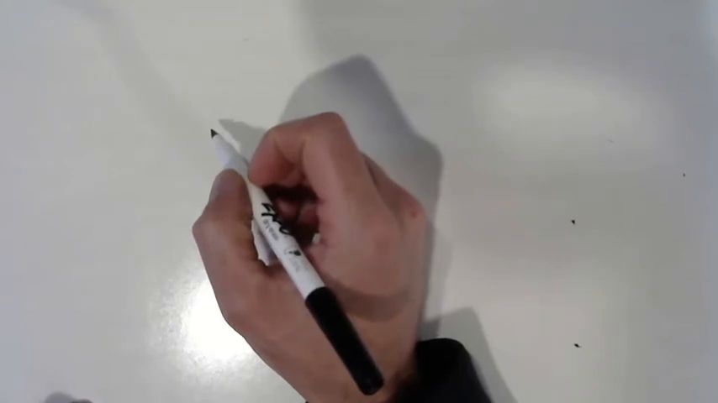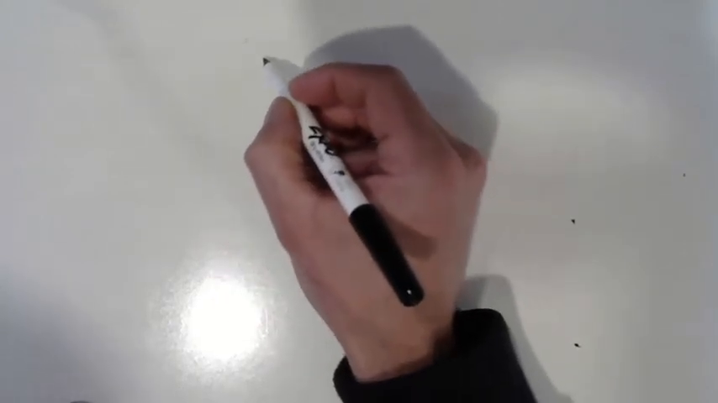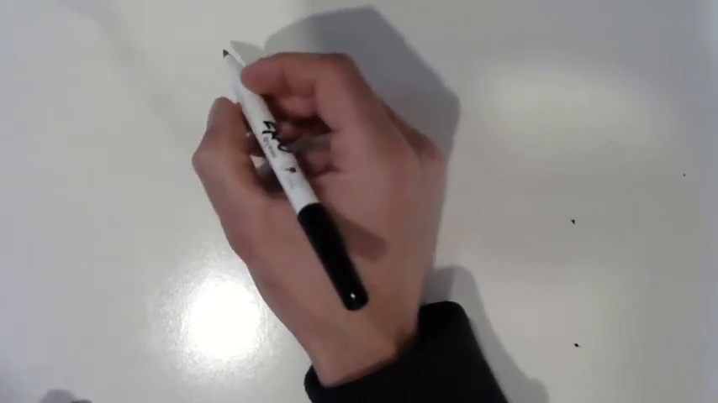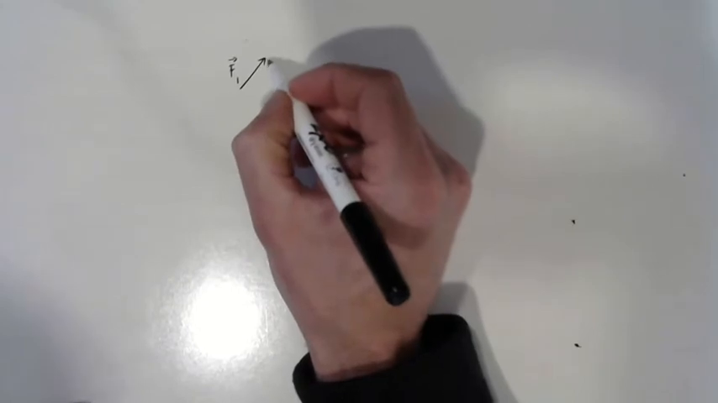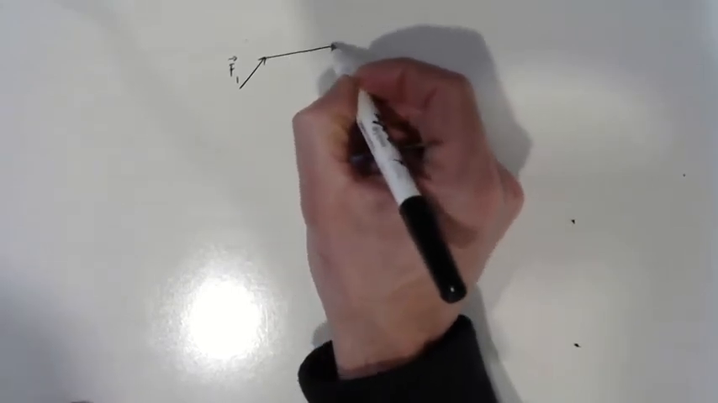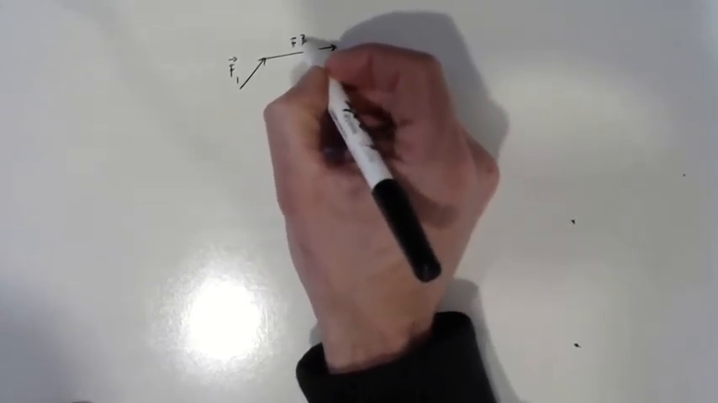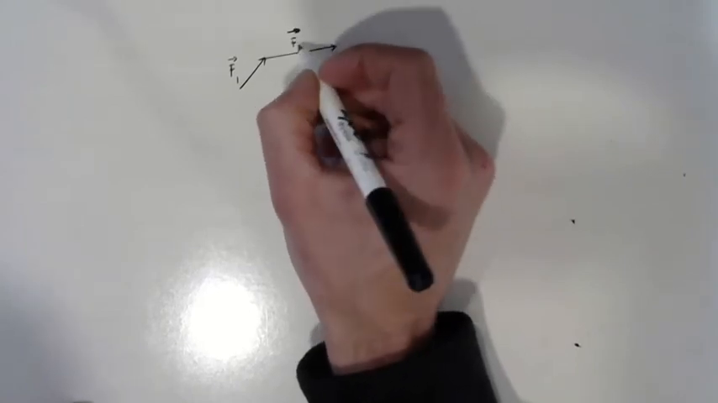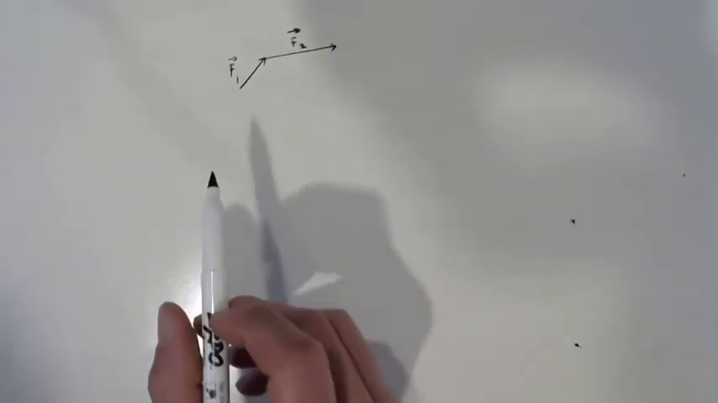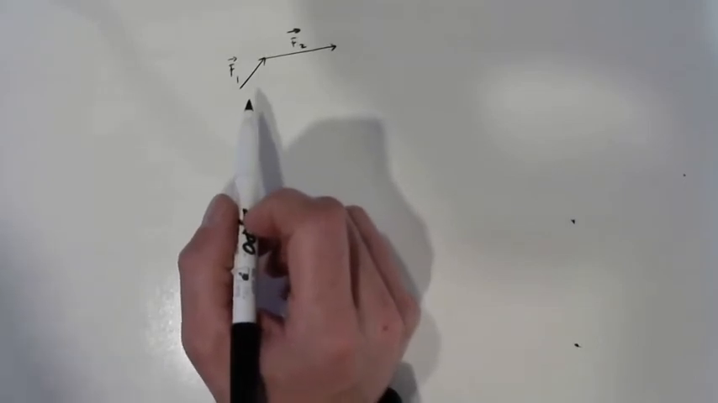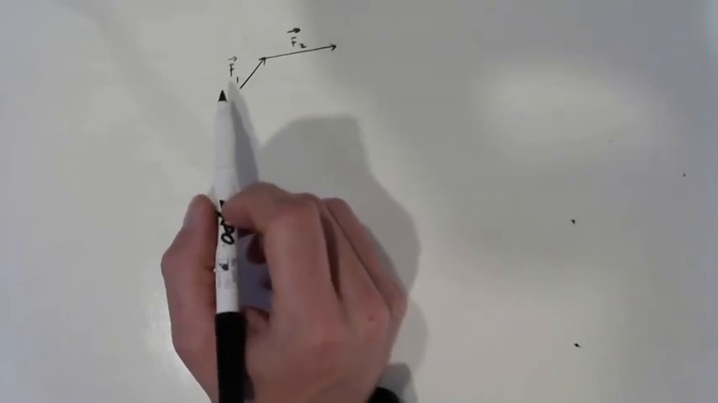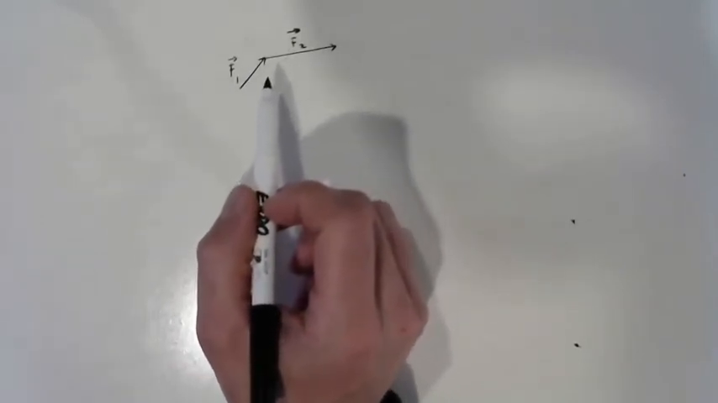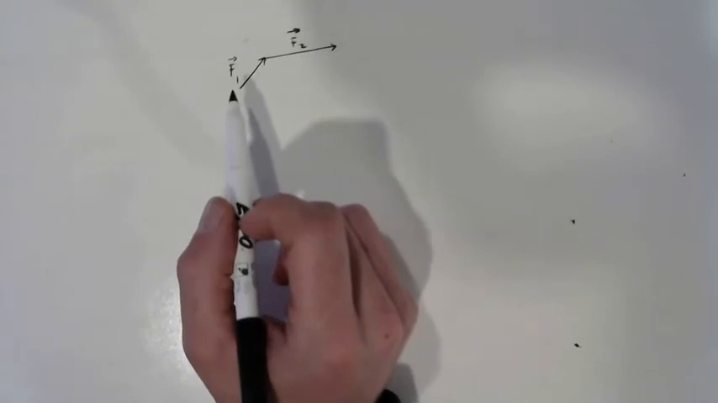Small section of notes on something called the equilibrant vector. I'm going to start just by drawing two vectors. I'm going to give us the vector F1 and the vector F2. And the equilibrant vector is the vector that balances the two other vectors, or combination of vectors.